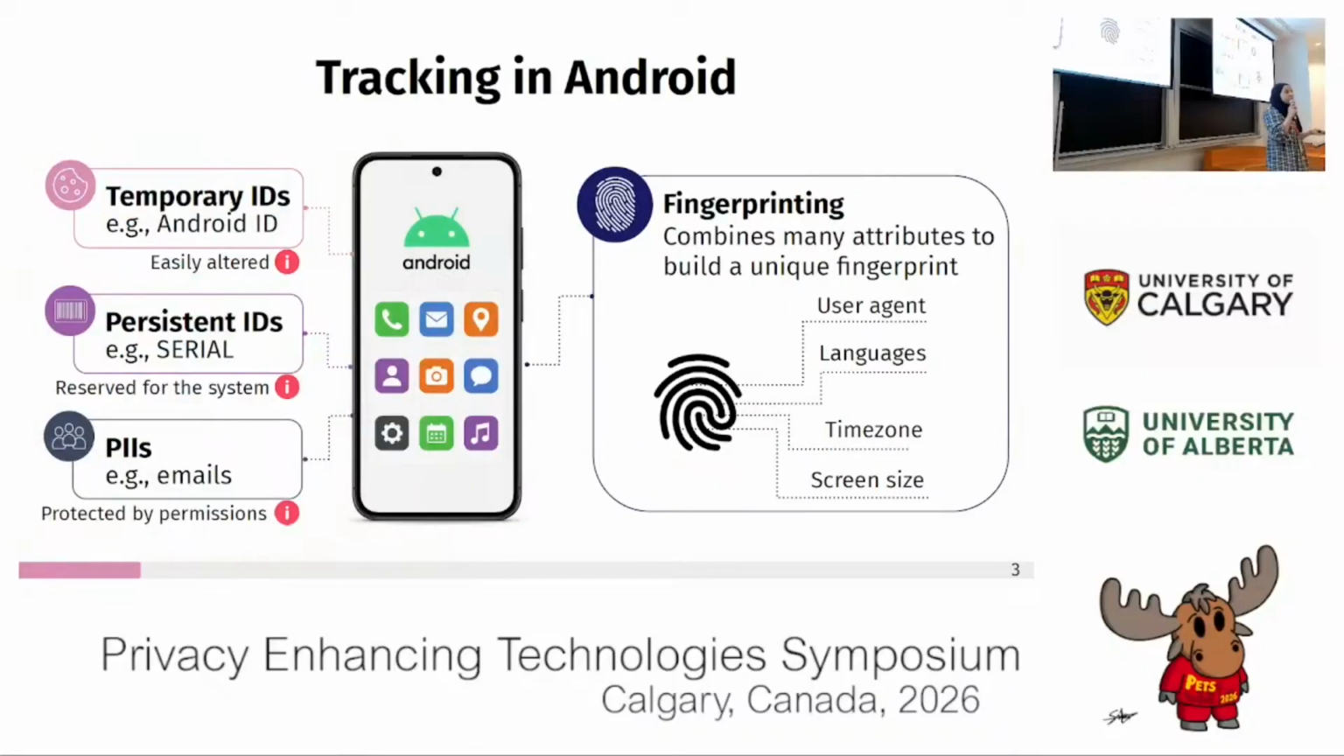So to track Android users, we can use different techniques, varying from temporary identifiers that can be easily changed, to persistent identifiers that are restricted to the system and privileged applications, or even personally identifiable information that is normally protected by permissions. While fingerprinting operates slightly differently, rather than relying on a single identifier, it combines many device attributes in order to create a unique identity.